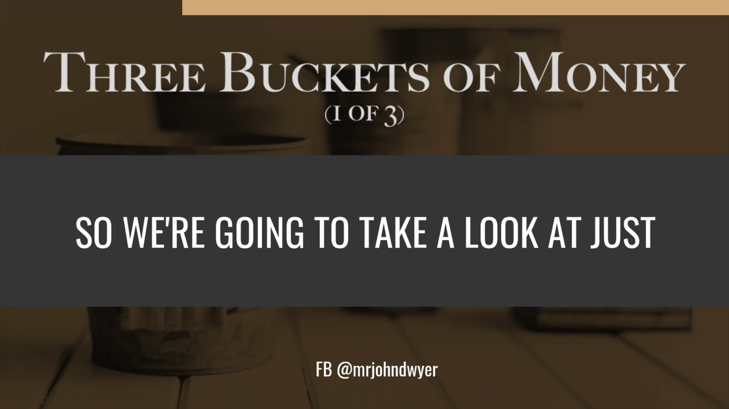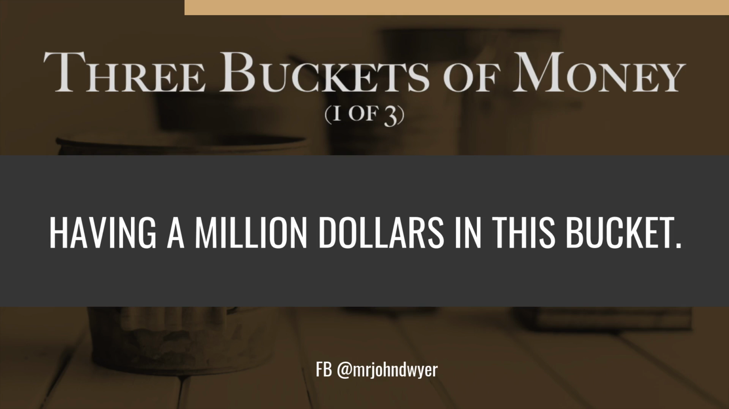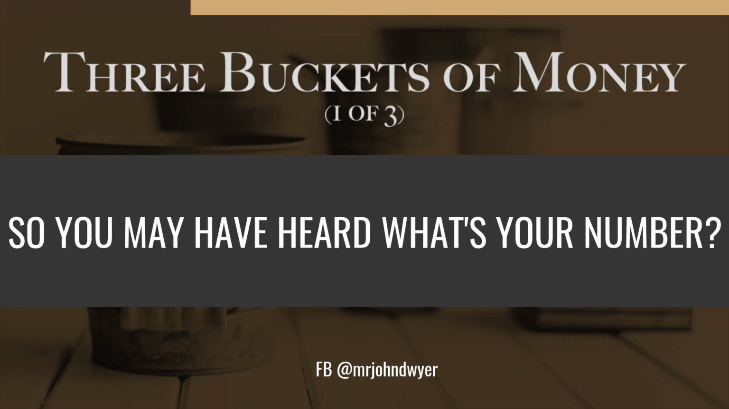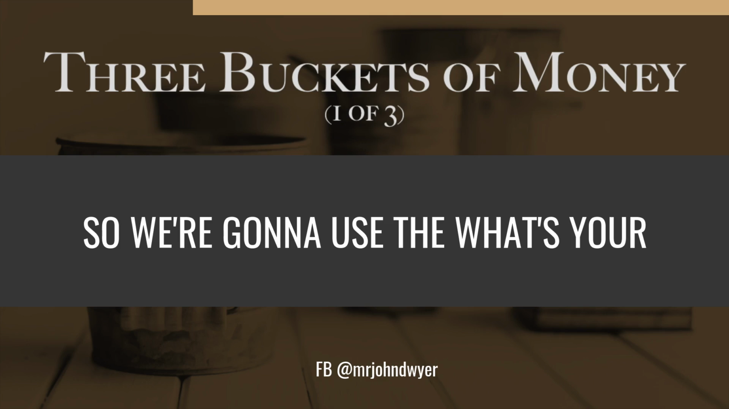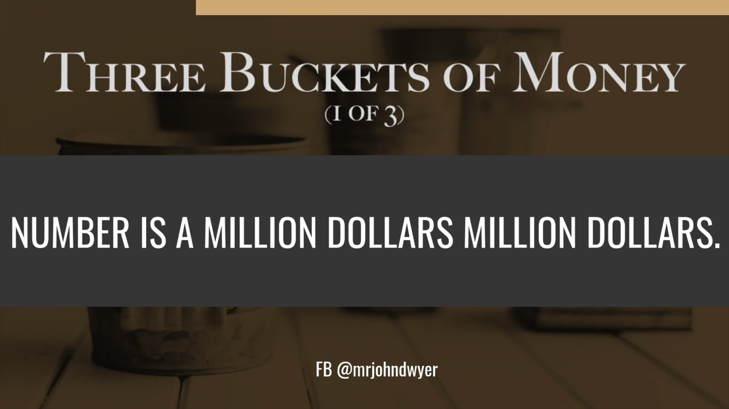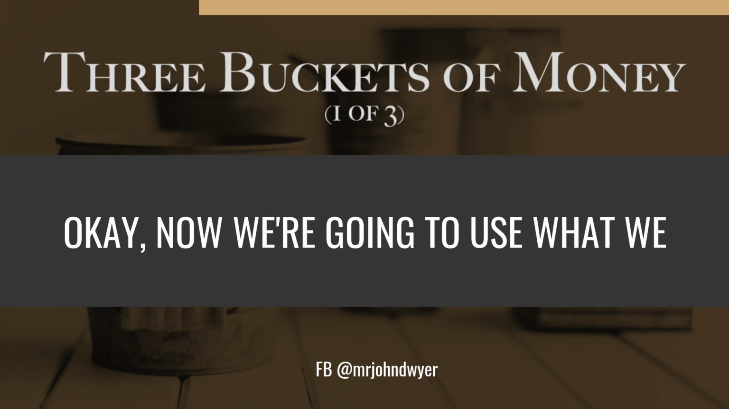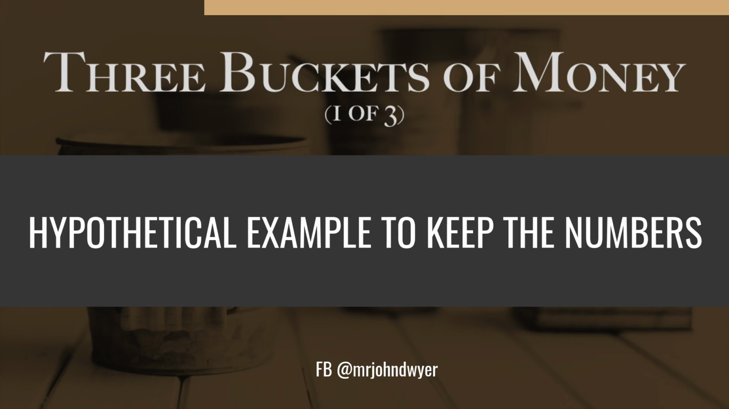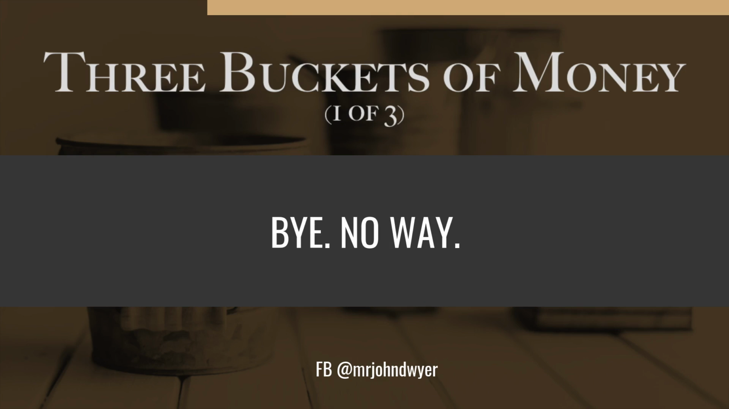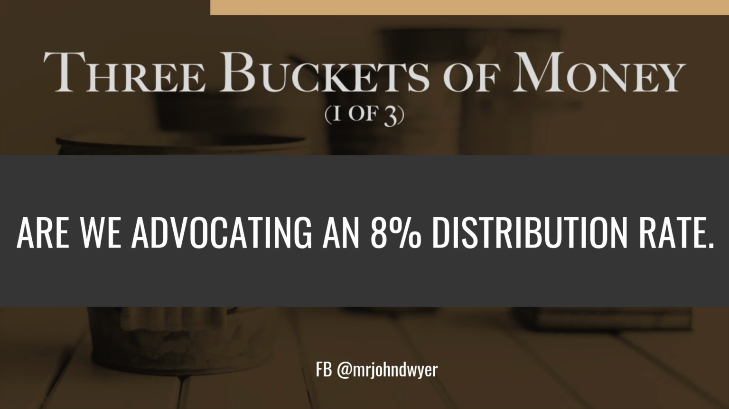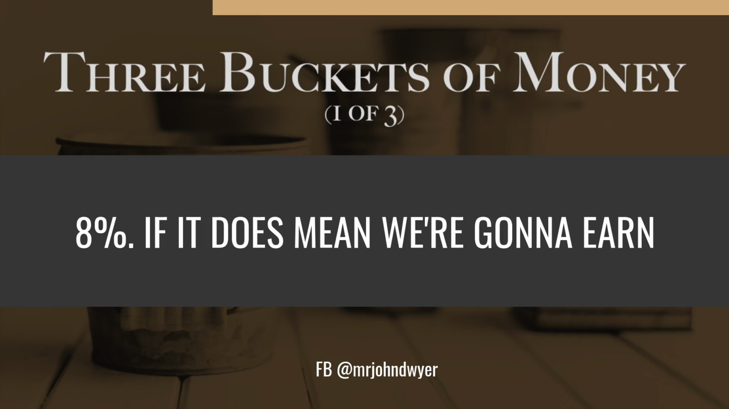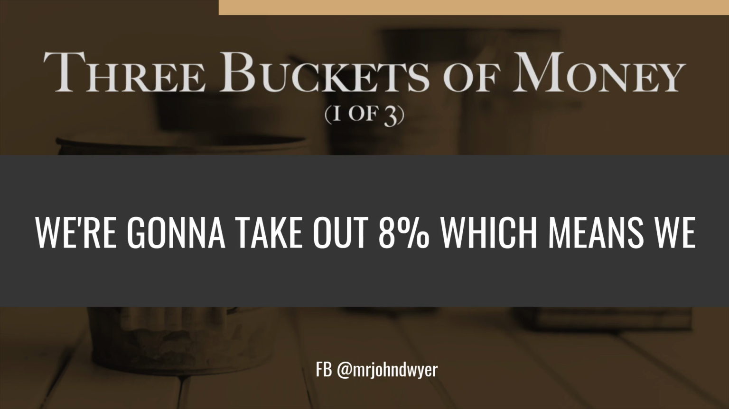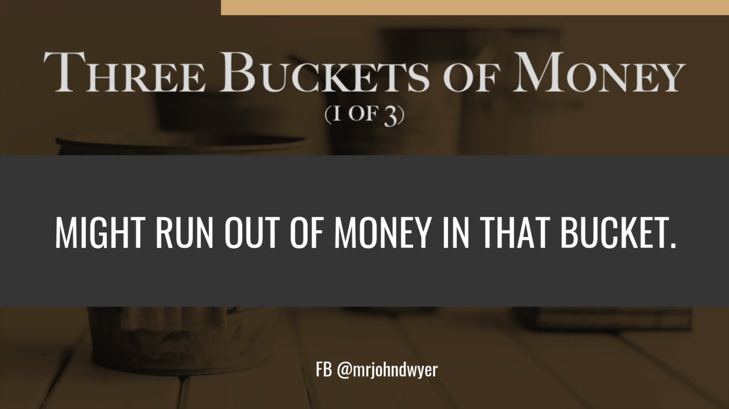So we're going to take a look at just having $1 million in this bucket. Now, at retirement, you may have heard, what's your number? So we're going to use the what's your number, here's $1 million. Now, we're going to use what we call an 8% distribution rate hypothetical example to keep the numbers simple. By no way are we advocating an 8% distribution rate. It doesn't mean we're going to earn 8%. We're going to take out 8%, which means we might run out of money in that bucket if you were to pull out 8% a year.